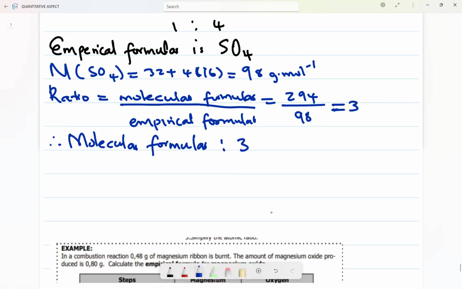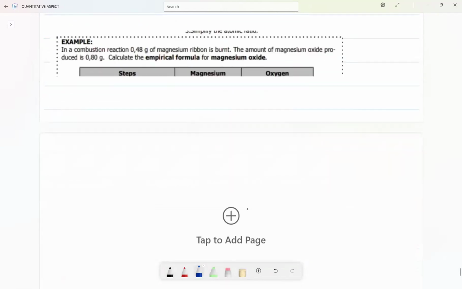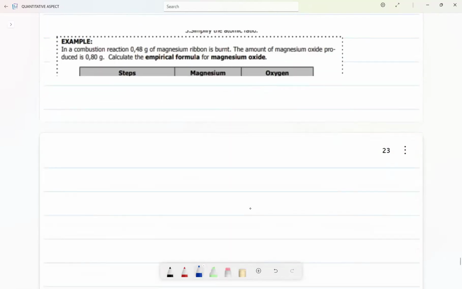So it means 3 multiplied by my empirical formula, which is SO4. Then my molecular formula is going to be S3O12. I'm just multiplying these atoms. Okay, yes. Let's look at this one.